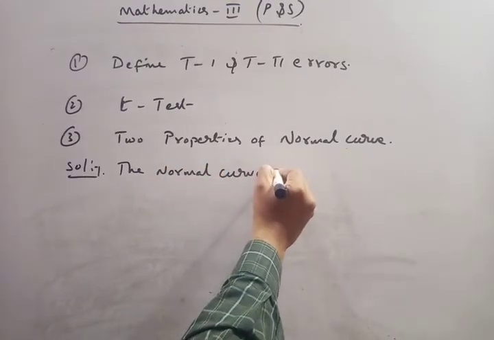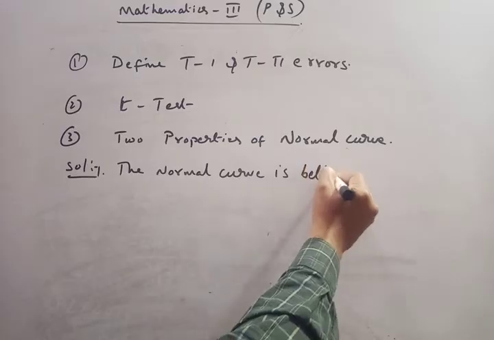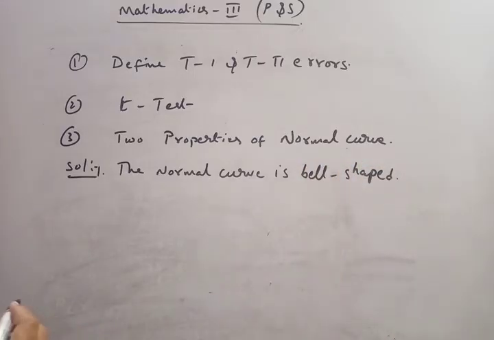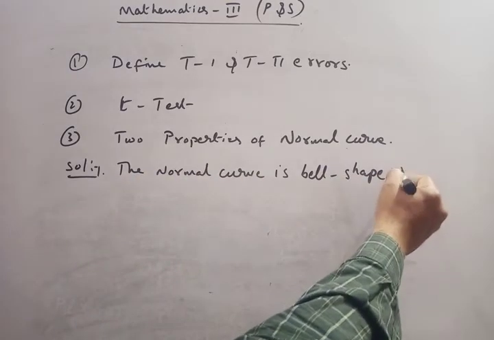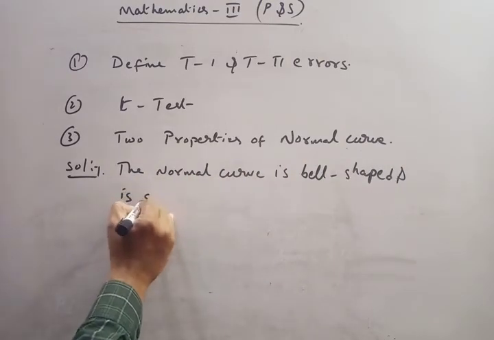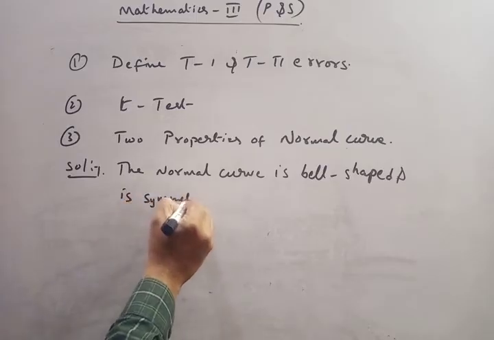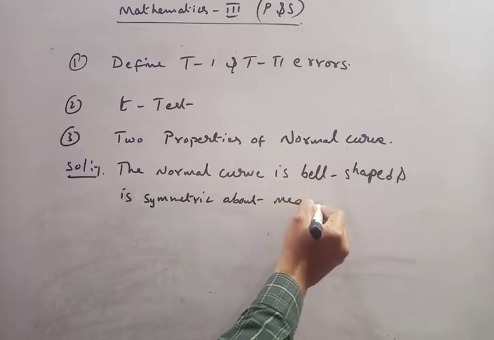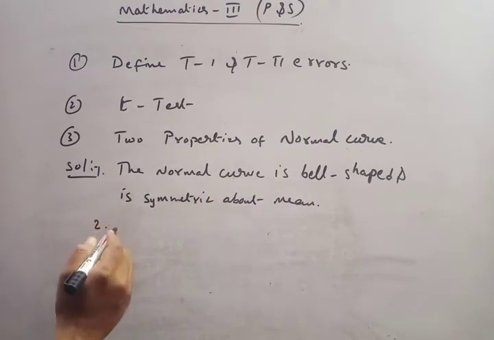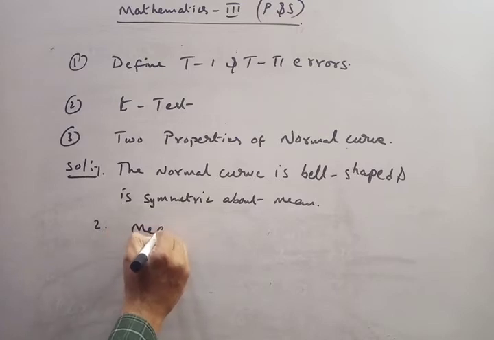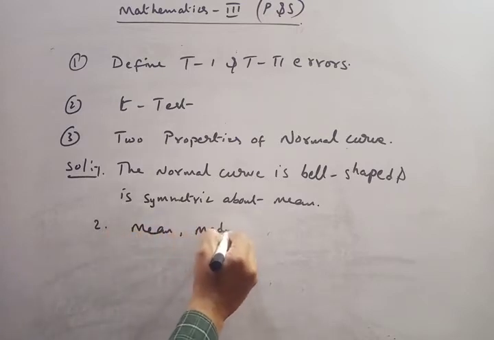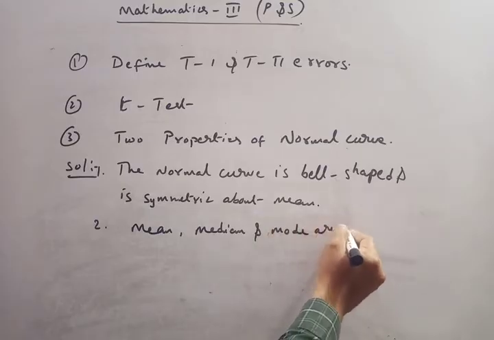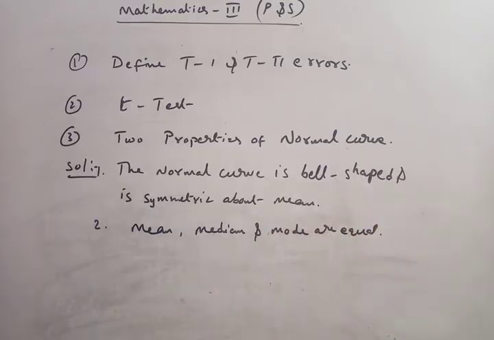How does it look? The normal curve looks like a bell shape and is symmetric about the mean. This is one property. The second one, mean, median and mode are equal. This is one more property. He is asking for 2 properties, no?